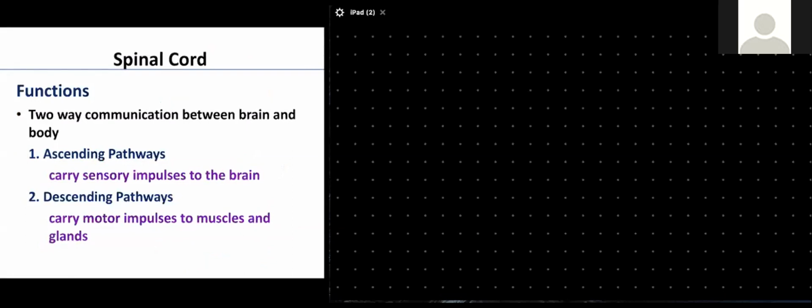Spinal cord will have tracts that will act as pathways. We've got pathways traveling up to the brain. We call them the ascending pathways. And we've got signals traveling down through tracts. So those are my descending pathways, which are going to innervate my muscles and glands.